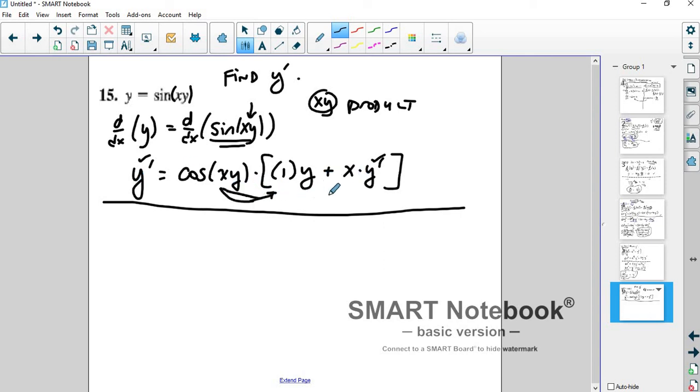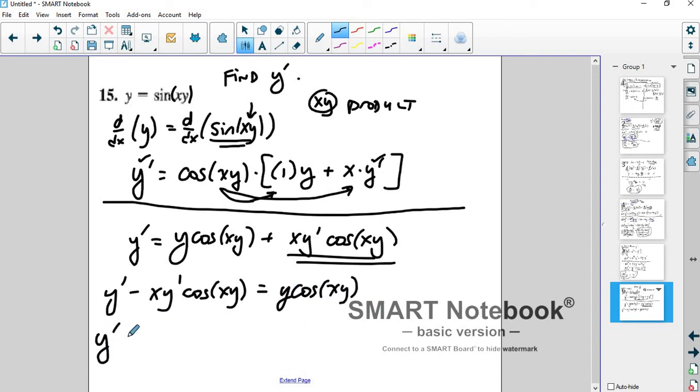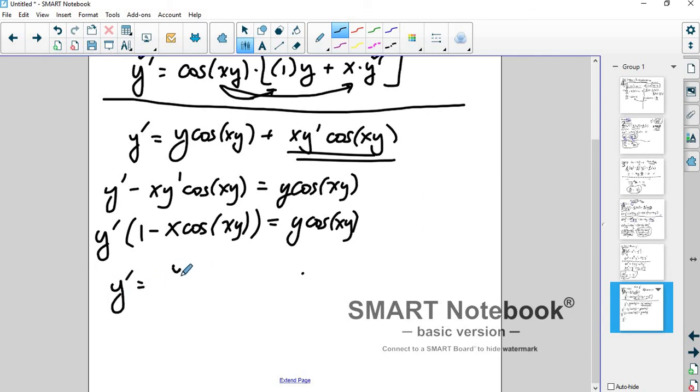I've got to distribute the cosine and break out that y prime and then collect like terms. So I get y times cosine of xy plus x y prime times cosine of xy. Put that to the other side, and you get y prime minus x y prime cosine of xy equals y cosine of xy. I'm going to factor out the y prime. Factor y prime out of y prime, I get left with 1. Factor y prime out of here, you get x times cosine of xy. Here I've got y cosine of xy, and then we divide both sides to solve for y prime. So y prime is equal to y cosine of xy all over 1 minus x cosine of xy.